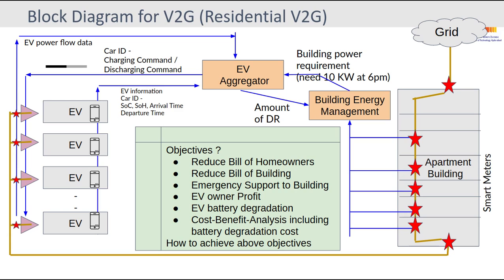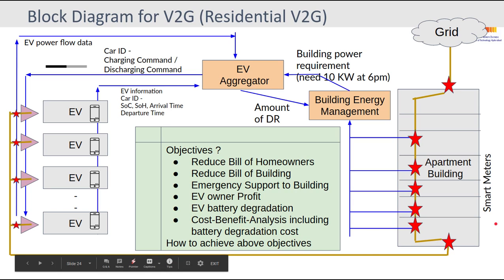Here I mentioned the EV aggregator. What is this EV aggregator? The EV aggregator is the person who collects all the data from the EVs, processes it, and then specifies it in the BMS in such a way that the information can be useful. In this case, the amount of DR is mentioned, car ID, charging command, discharging command, and EV information are mentioned. Now what are the objectives? Reduce the bill of homeowners, reduce the bill of buildings, emergency support to buildings, EV power out profit, EV battery degradation, cost benefit analysis. These are some of the goals.